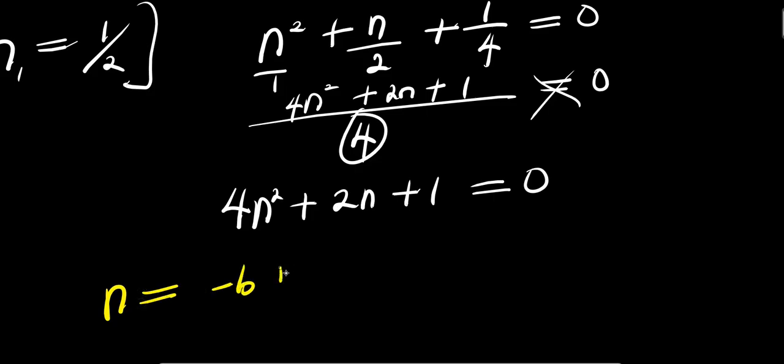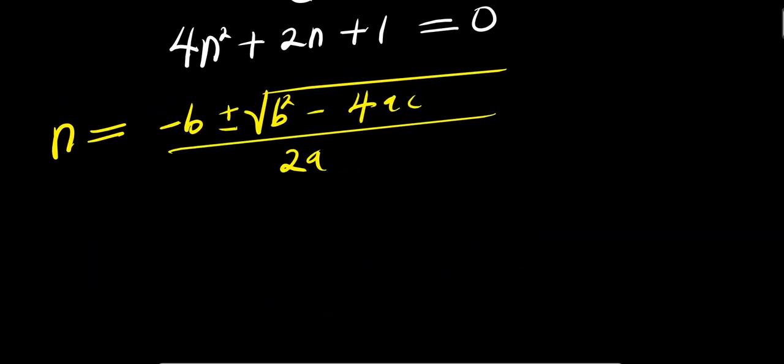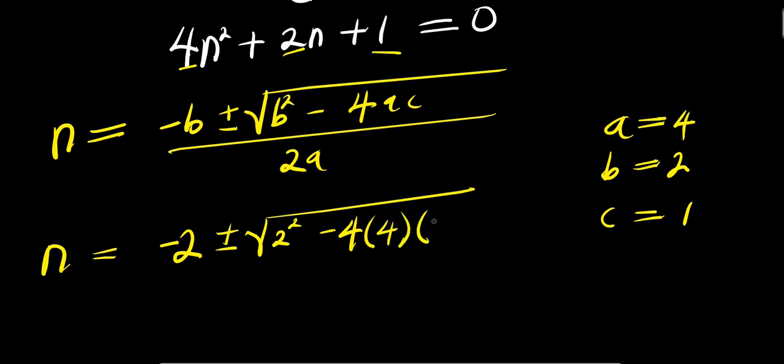You have n equals negative b plus or minus square root of b squared minus 4 times ac divided by 2 times a. A equals 4, which is the coefficient of n squared. B equals 2 here. And c equals 1. So n equals negative 2 plus or minus square root of 2 power 2 minus 4 times a times c, 1, divided by 2 times a.